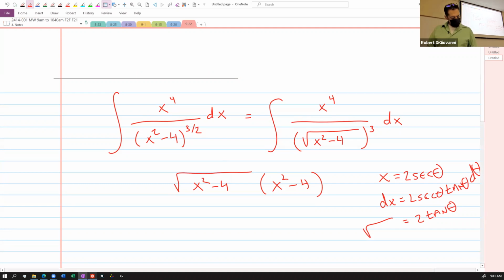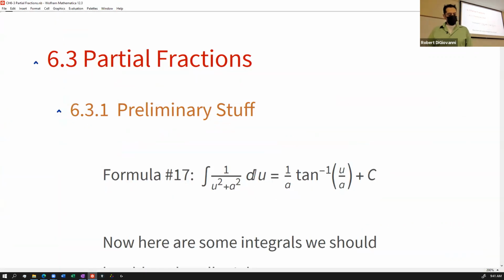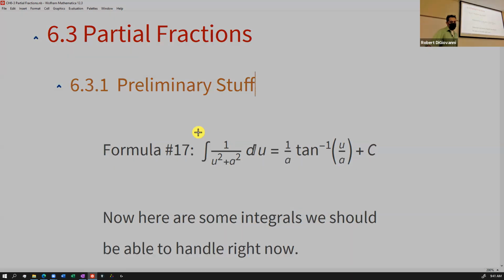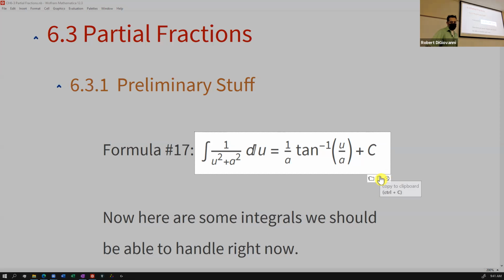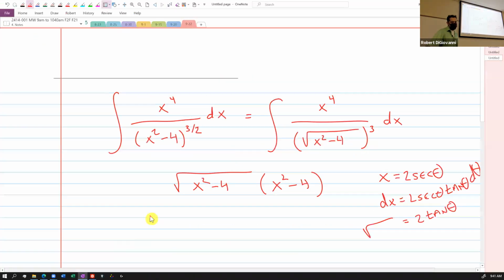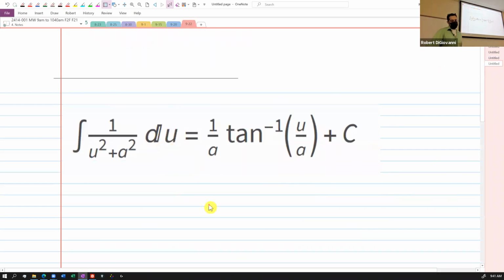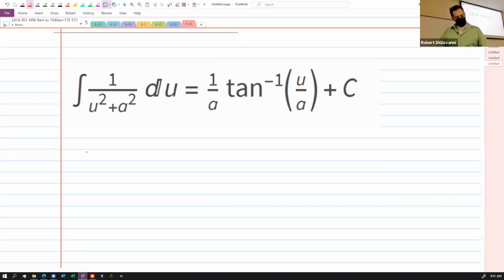All right. So here we go. Partial fractions, preliminary stuff. Some things that we need to understand right off the bat. We all need to be familiar with this formula right here. So I'm gonna copy this formula and I want to talk about it. We've seen it in a certain form. This is a more general form of the formula. So we've seen a formula that looks like this.